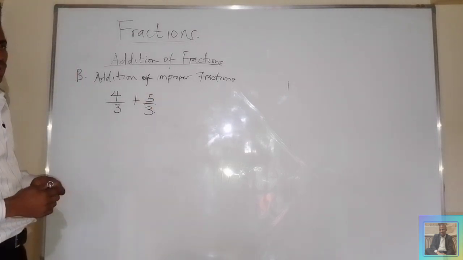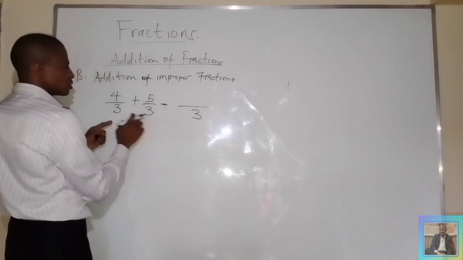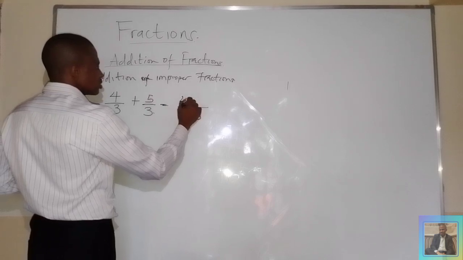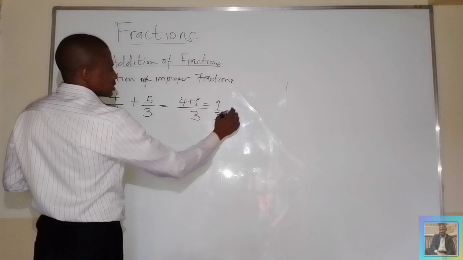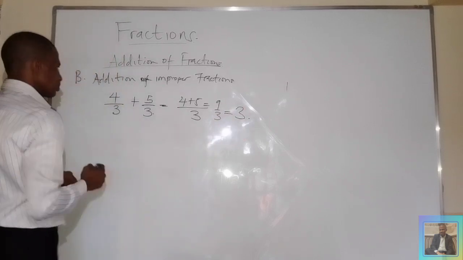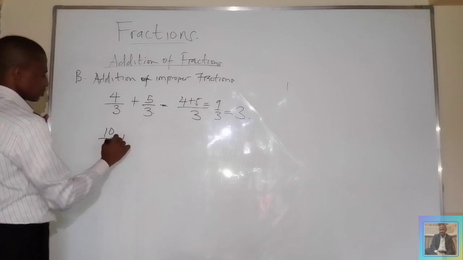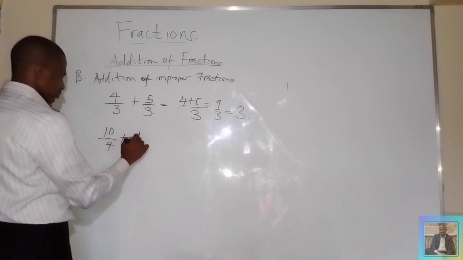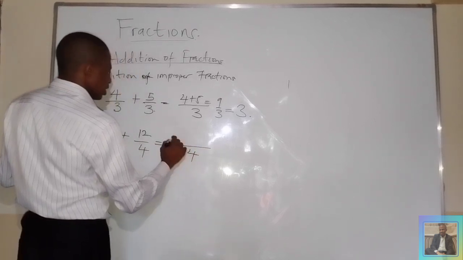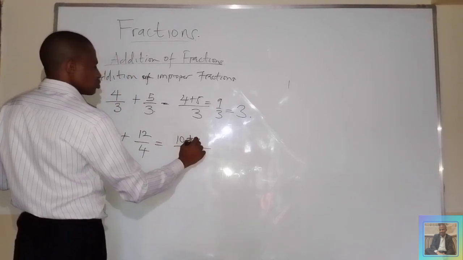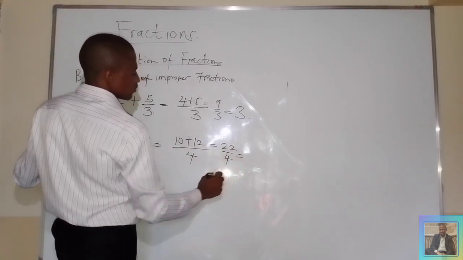Still on homogeneous denominators, we just pick one of the denominators and then we add the numerators together. What do we have? 9 over 3. 9 over 3 is the same as 3 whole number. Let's look at something else. 10 over 4. Homogeneous denominator. So we pick one of the denominators and we just add up the numerators together. 22 over 4.